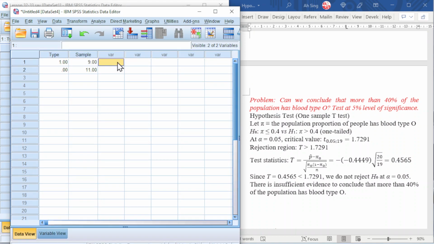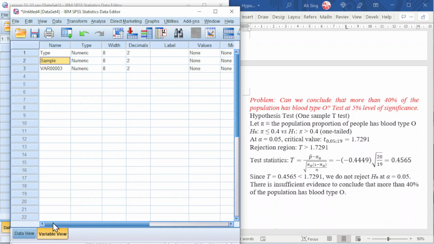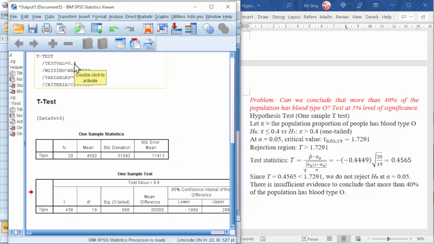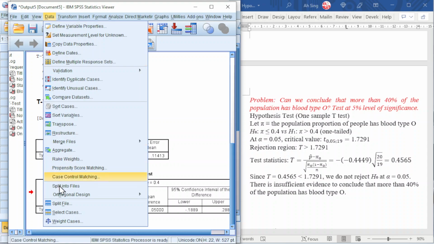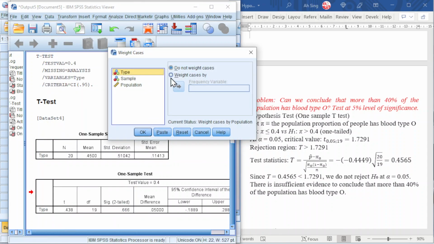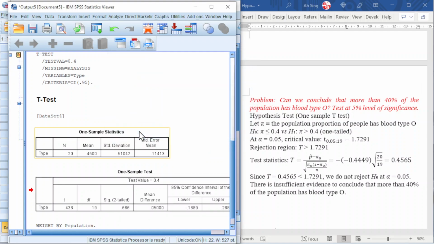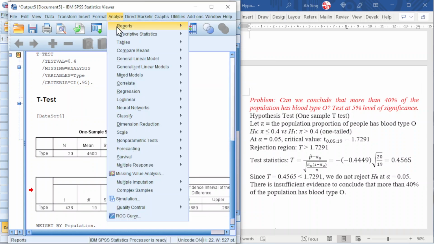To obtain the population frequency, we should take the percentage times the n. Here we have n of 20 times 0.4, we obtain 8. Which means that the rest is 12. And we can label this as population. Next, we should weight cases again. Go to Data, Weight Cases, and this time we should weight according to the population frequency. Click on OK, and we can now perform the test.